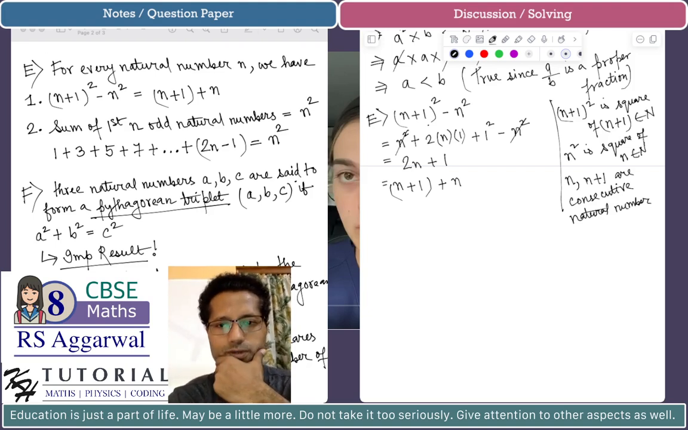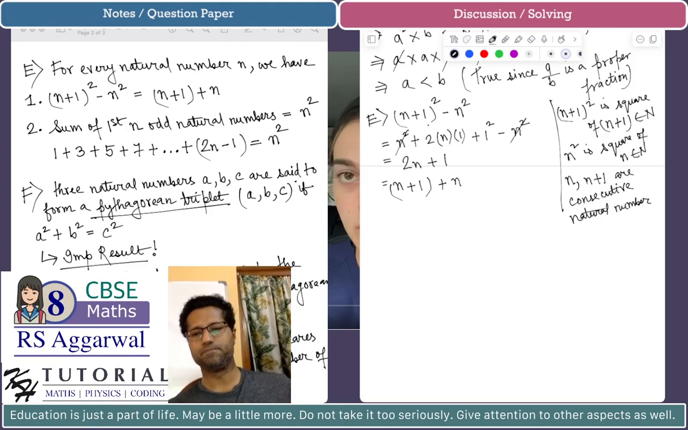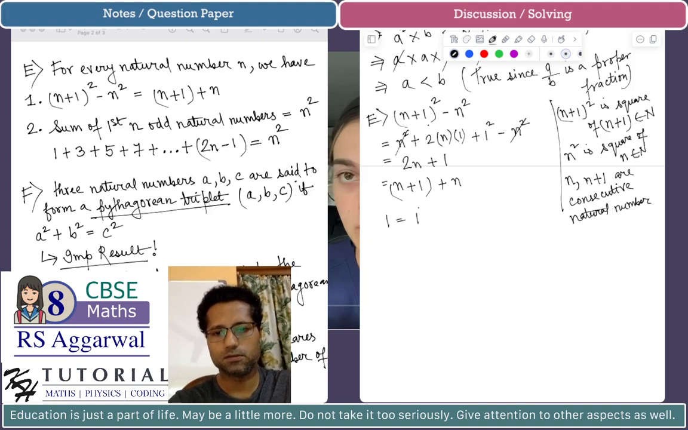So this is the concept. And the second one is that the sum of the first n odd natural numbers is equal to n square. So the sum of the first odd natural number is 1, which is equal to 1 square. The sum of the first two odd natural numbers is 1 plus 3, which is 4, which is equal to 2 square.